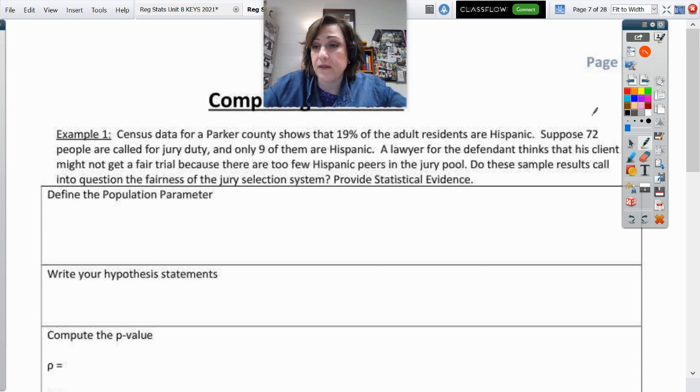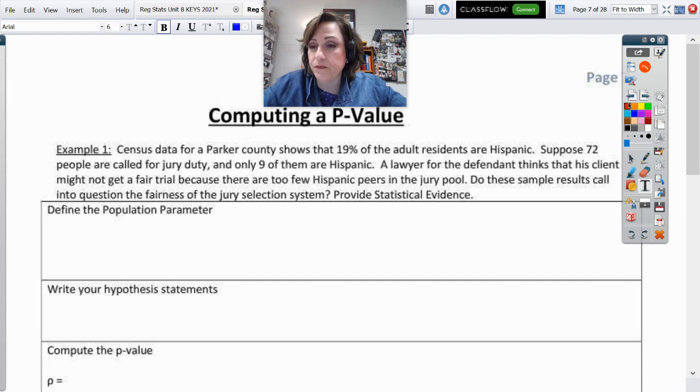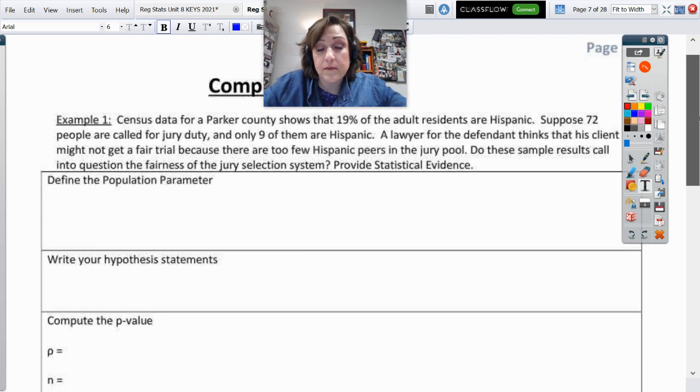Provide statistical evidence. So, wow, what is that? What all is that about? So, let's think about it. What population information do we know? The population information we know is that 19% of Parker County, that's the population we're talking about, are Hispanic. Then we're going to take a sample of that. We're going to take people who get called in for jury. So we just get 9 of them are Hispanic out of the 72.